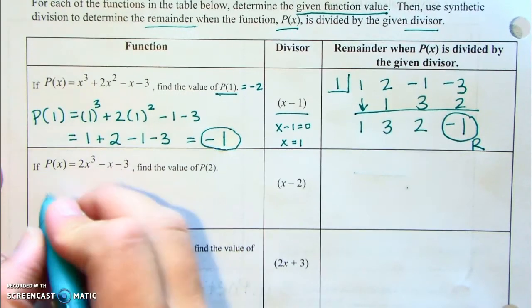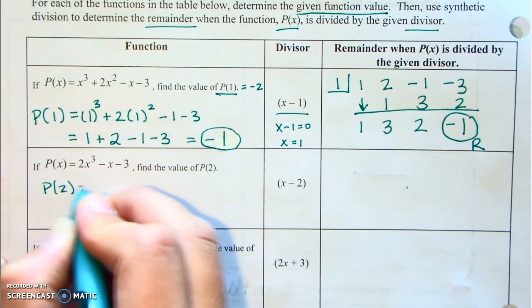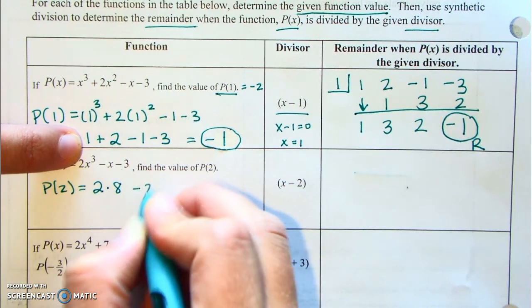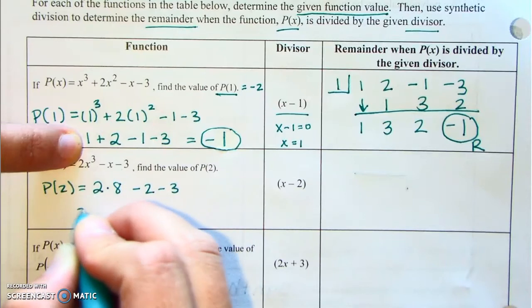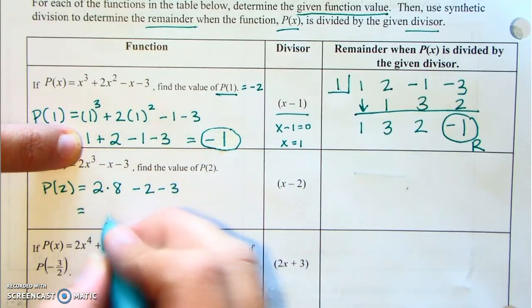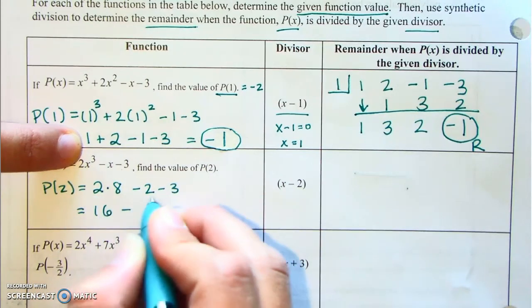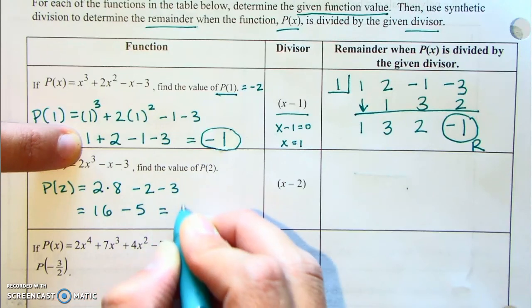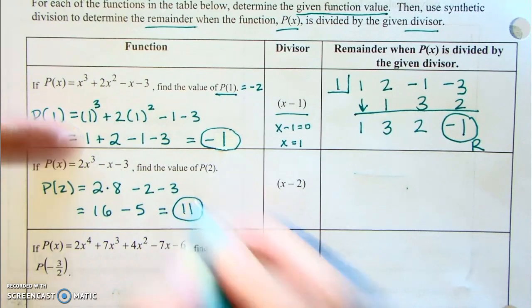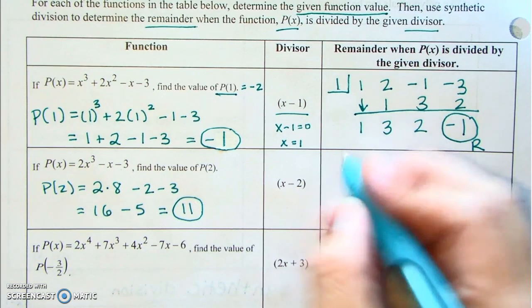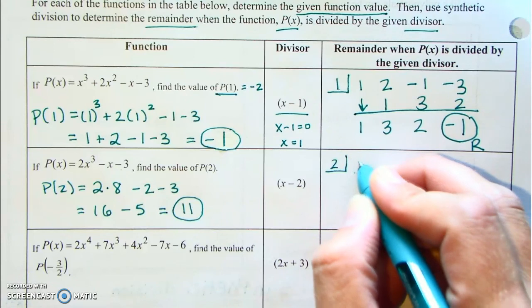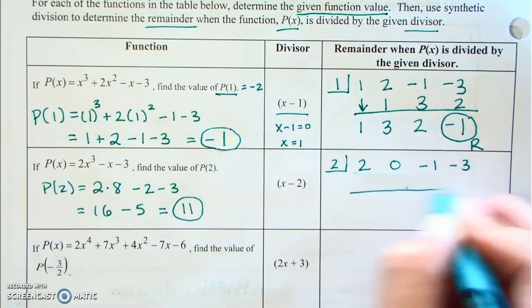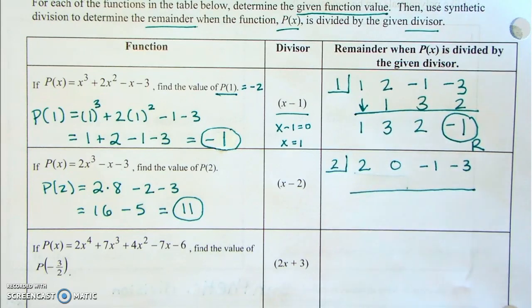Do we have time to start this one? P of 2. 2 times, what is 2 cubed? 2 times 16 minus 5 equals 11. Okay. How fast could I do this? I don't know, you guys. I'm losing hope. We're running out of time. I have 7 seconds. You finish this. Okay? See ya.